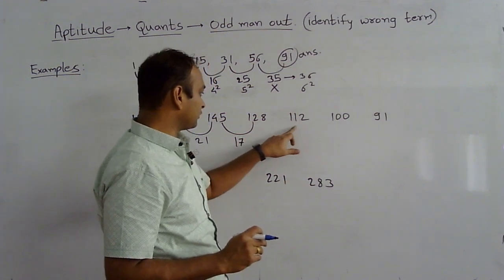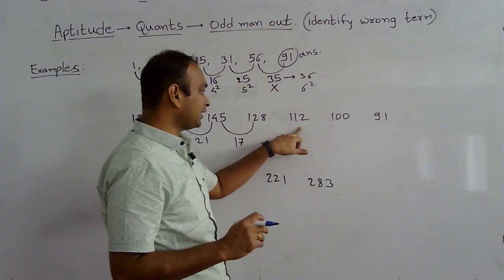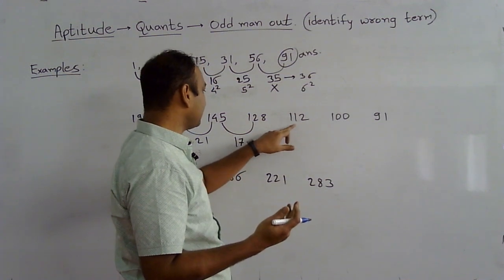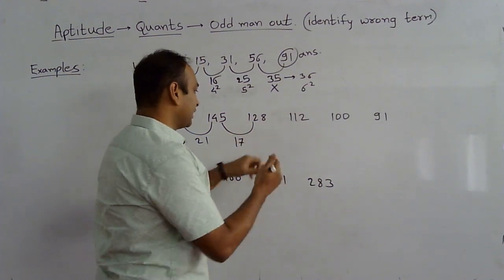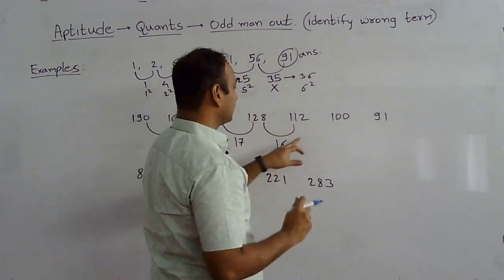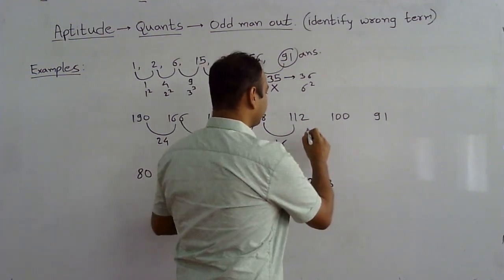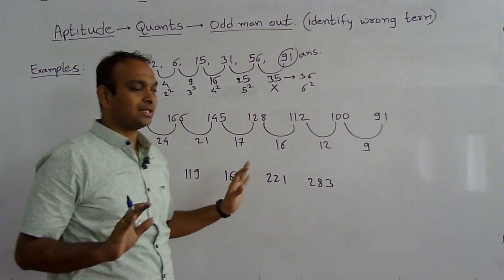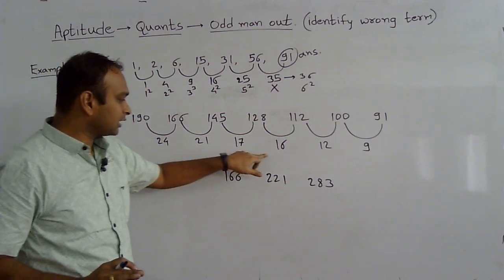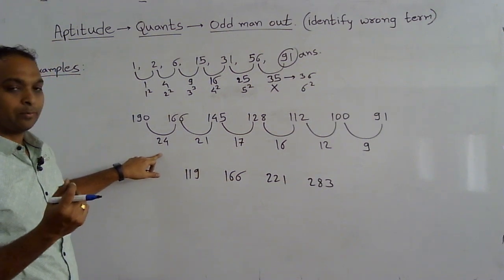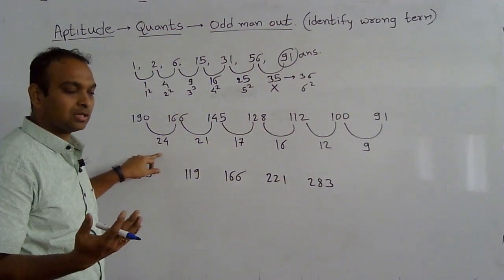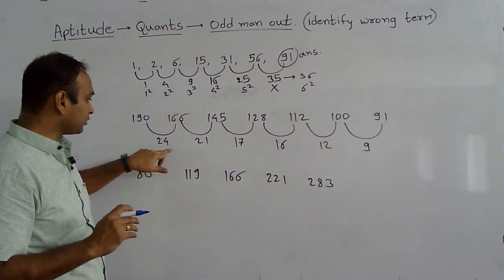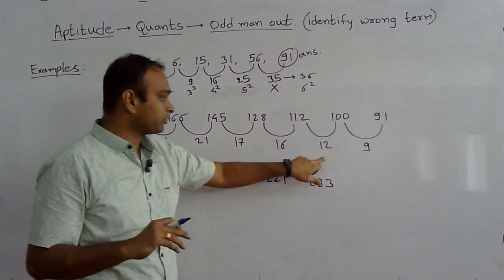Between 112 and 128, if we add 8 to 112, it is 120, and 120 plus 8 is 128, so 8 plus 8, 16 is the difference. Between 112 and 100, the difference is very easy, 12, and here it is a difference of 9, very easy to calculate. Now when we observe the differences, if we can get some pattern or logic out of it, then this will be solved very easily. So we look at 24, 21, 17, 16, 12 and 9.